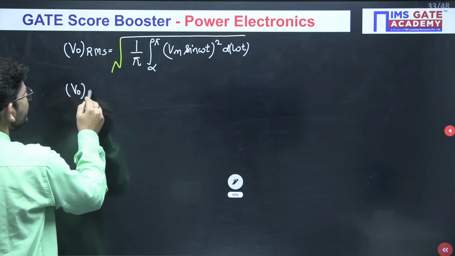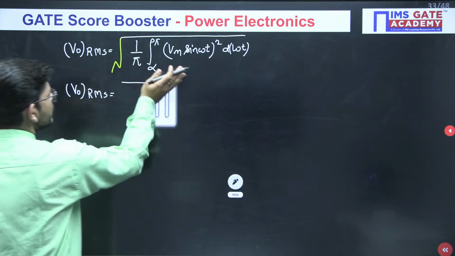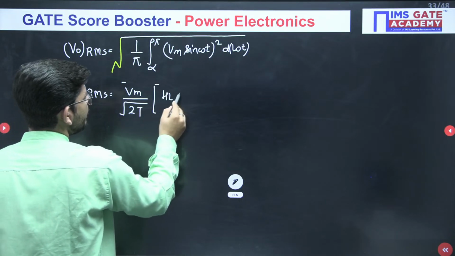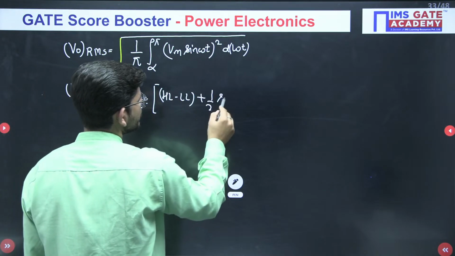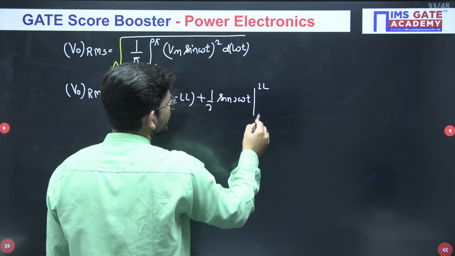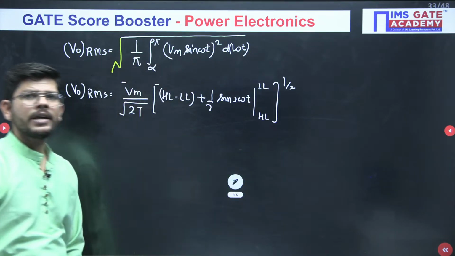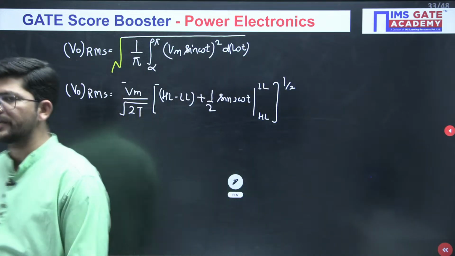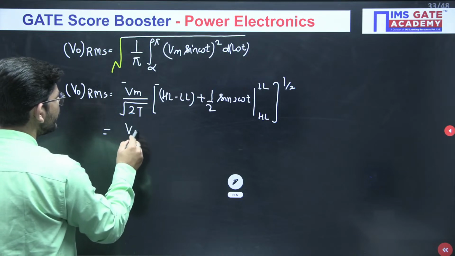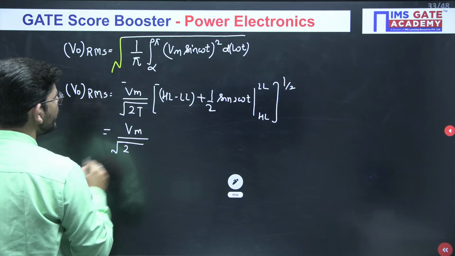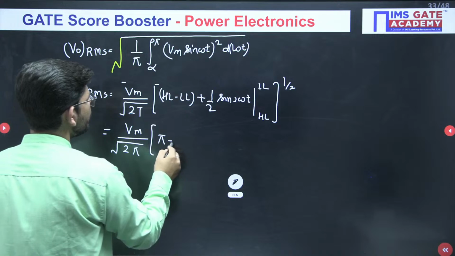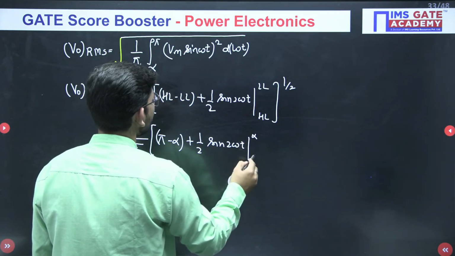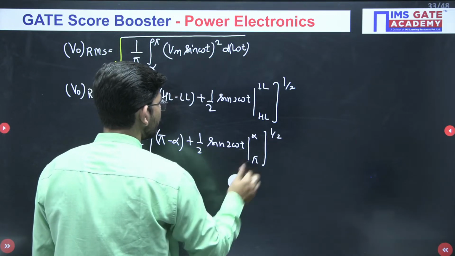Now we have a trick for solving these kinds of integrals. What is that trick you can use here? It will be Vm upon 2 into time period, high limit minus low limit, plus half sine 2 omega t, low limit and high limit, power 1 by 2. So you can use this trick to solve this integral. If you solve this integral directly, it will take a lot of time. Now if you put the values, Vm upon under root 2 into time period, which is pi, high limit is pi, low limit is alpha, plus half sine 2 omega t, lower limit alpha and upper limit pi, whole to the power 1 by 2.